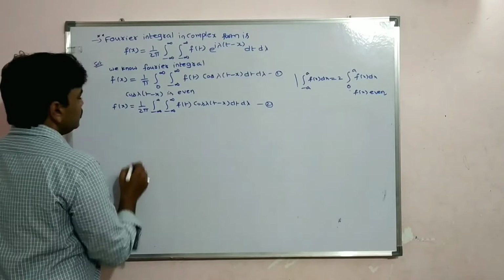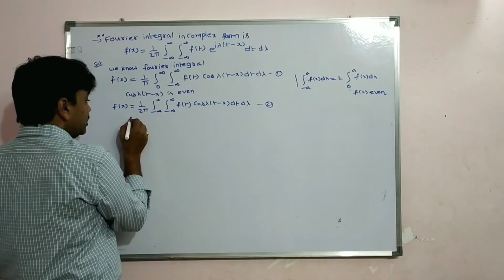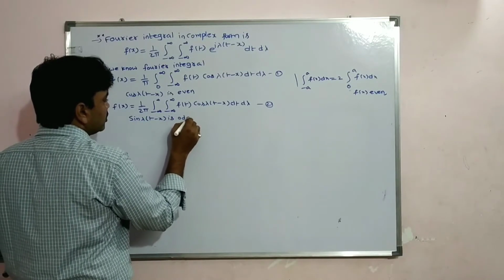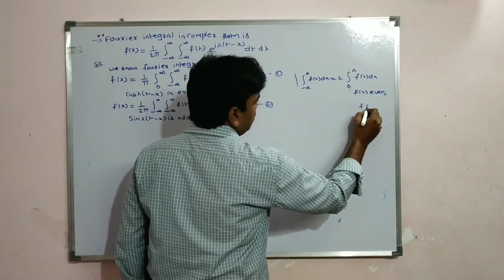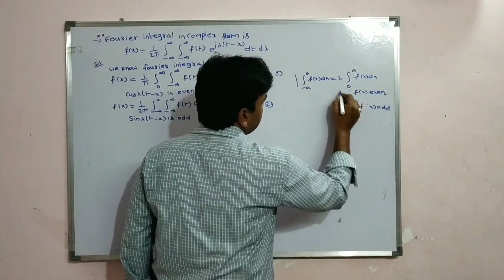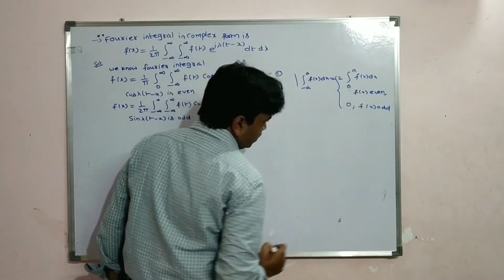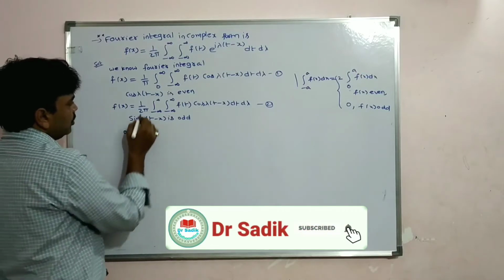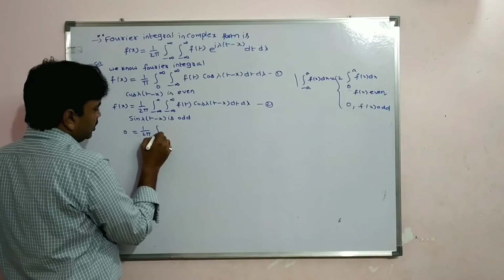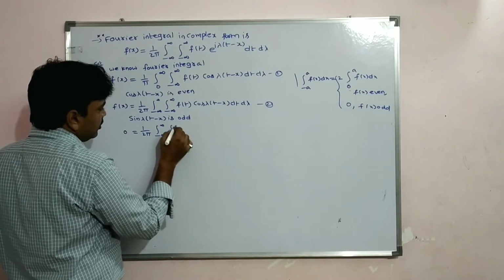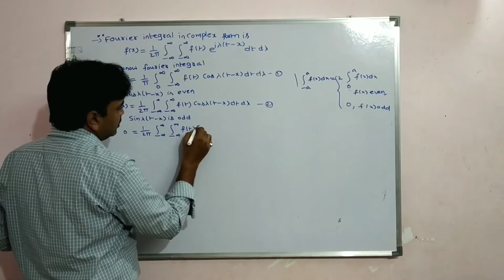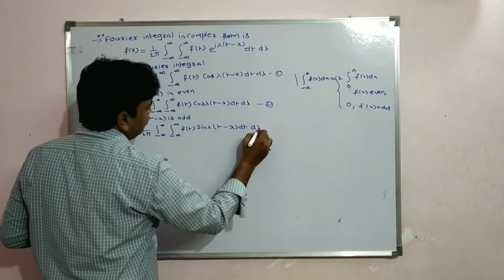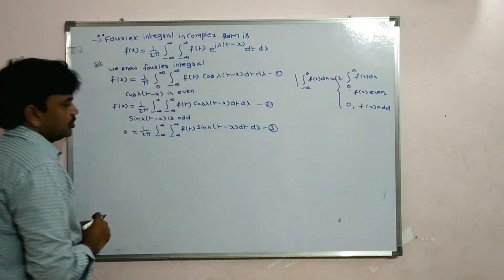Now cos is even, but sine lambda (t minus x) is odd. Whenever the function is odd, what is the integration value? The integration value is 0. So this value is 0 here. That is equal to, I can write it as 1 by 2 pi integral minus infinity to infinity, integral minus infinity to infinity, f of t sine lambda (t minus x) dt d lambda. So this is 3.